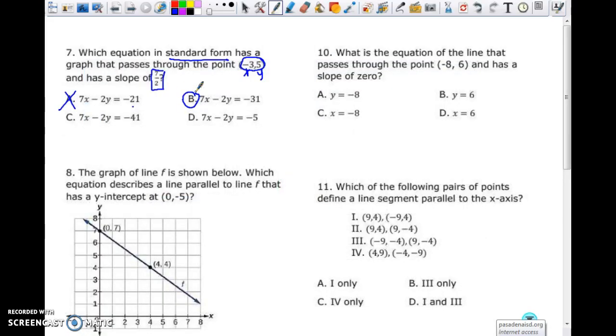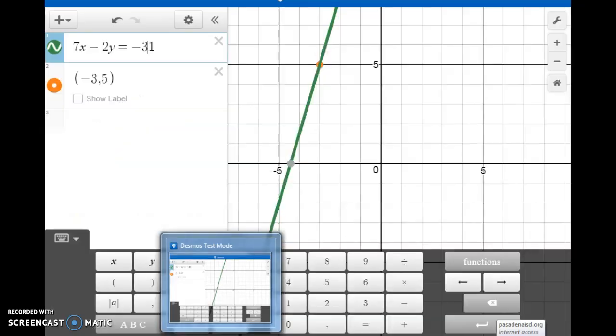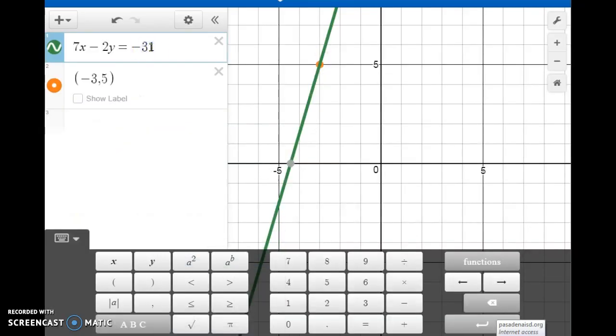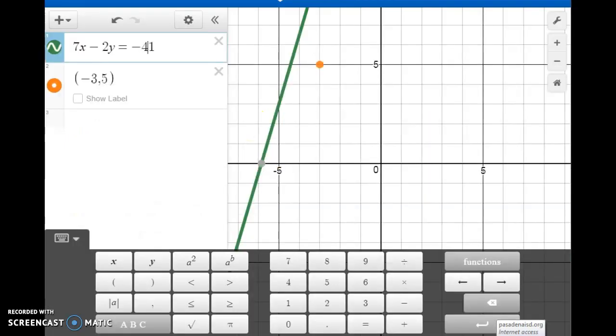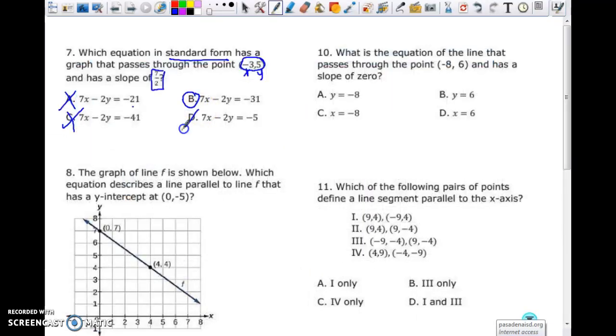We can go on and check the other ones. 7x minus 2y equals -41. So we can go on ahead and still check it. The only thing that changed was the C value. Nope, doesn't contain it. And then D as well. The only thing that changed was the -5. You could check that one as well. It also doesn't contain that point. So we were correct. B was the right answer.